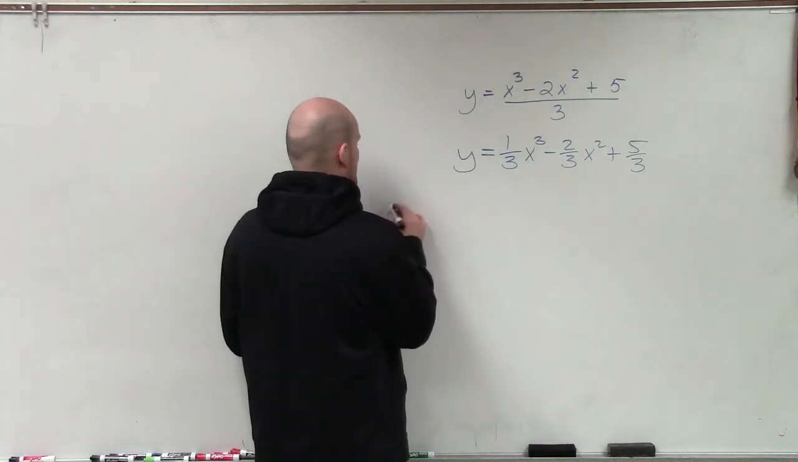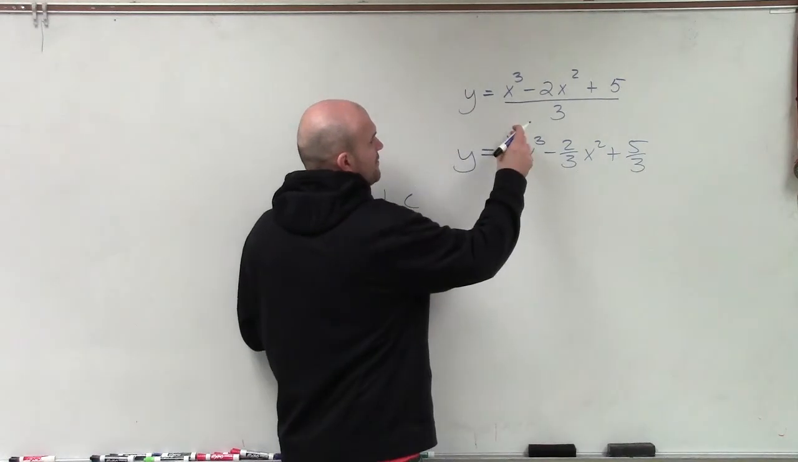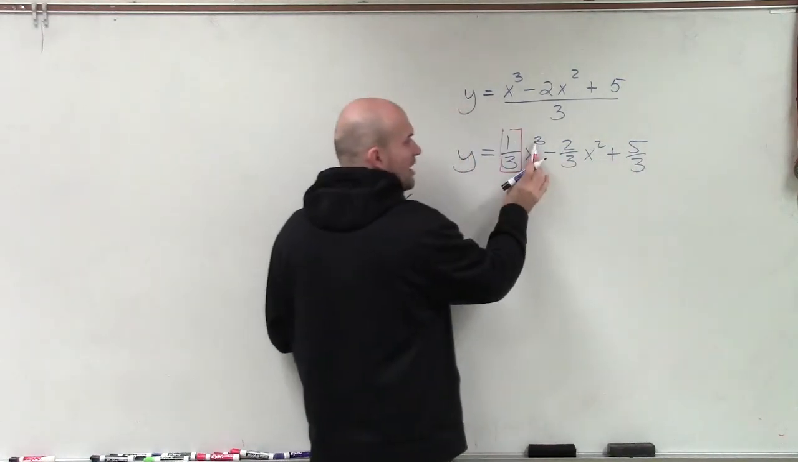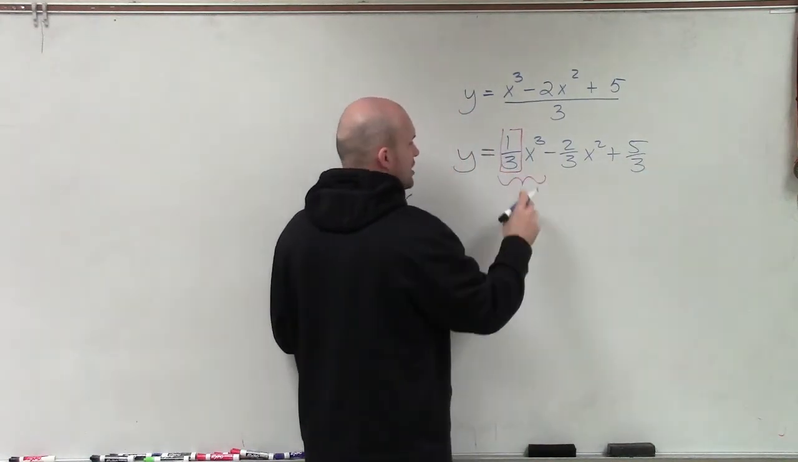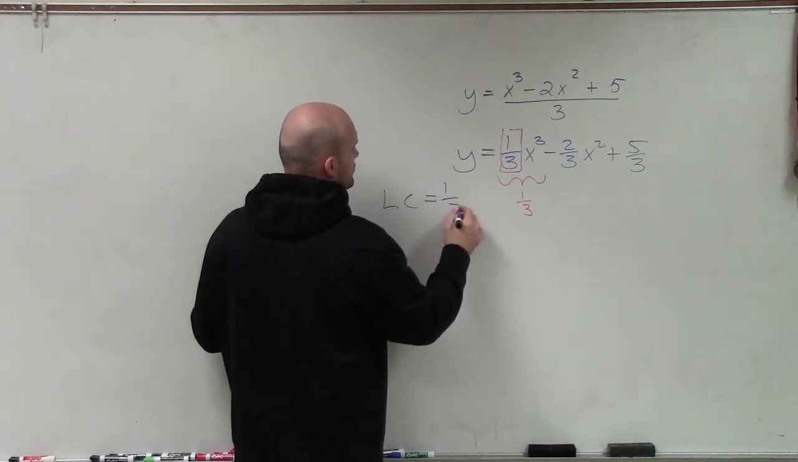Now, to determine the leading coefficient, remember, that is the coefficient of our leading term. Well, since this is in descending order with our highest power starting and then going down, you can see that our leading term is going to be 1/3 x cubed. So our leading coefficient will just be 1/3.